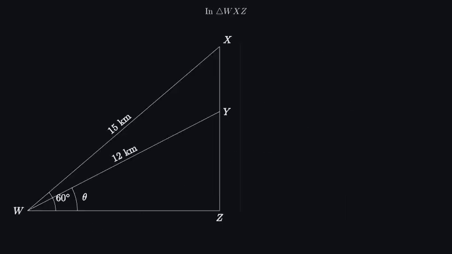To find the angle of elevation of Y, we first need the horizontal distance, length of WZ. We can find length of WZ using triangle WXZ. In triangle WXZ, the angle at W is 60 degrees. With respect to this angle, length of WZ is the adjacent side and length of WX is the hypotenuse. So we use cosine because cosine is adjacent over hypotenuse.